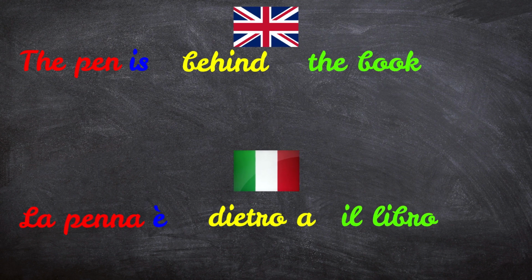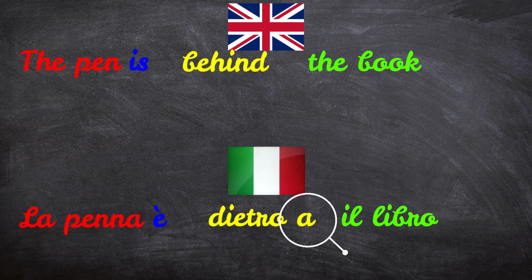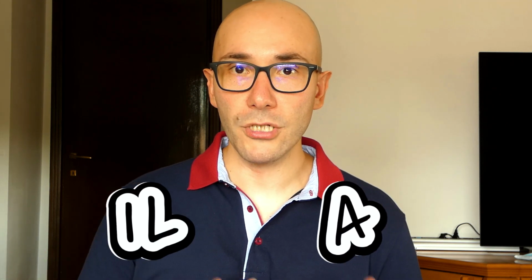Before dietro there is no preposition, but after, remember, you have dietro a. Of course, a plus il, preposition plus article, must be merged together: al. La penna è dietro al libro.